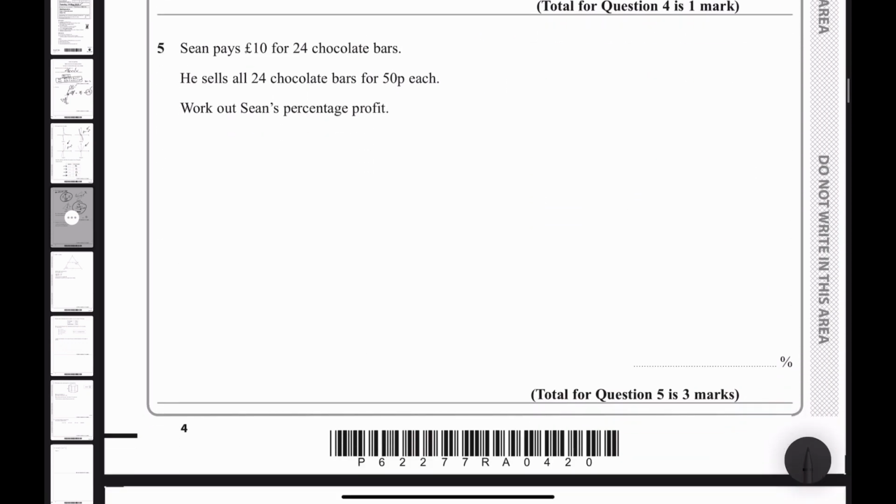Now number 5. It says Sean pays £10 for 24 chocolate bars. He sells all 24 chocolate bars for 50 pence each. Work out Sean's percentage profit. So let me just write down the formula first of all. Percentage profit will be equal to the total sale that he did minus the total cost, divided by the total cost, multiplied by 100. So this will be the formula for the percentage profit.